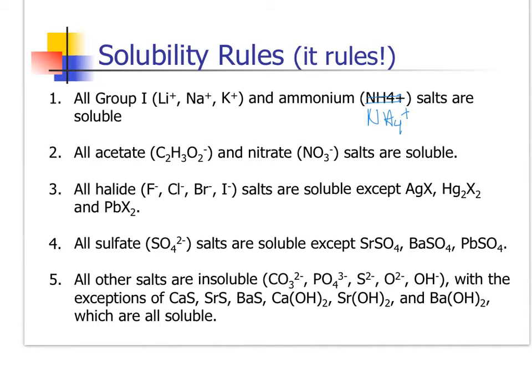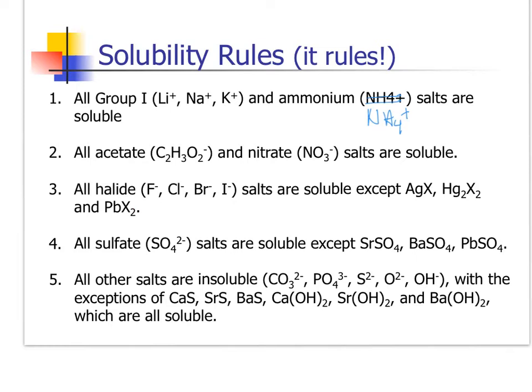Rule 3: all halides, that's group 17, are soluble, except for silver, mercury, and lead. When we talk about halides, a lot of times we will use the X, since they react so similarly to each other. So all halide salts are soluble unless you have a silver halide, a mercury 1 halide, or a lead halide. A suggestion: if the metal at the beginning is something you probably shouldn't ingest, chances are it's insoluble. And it is usually the exceptions that will get most students.